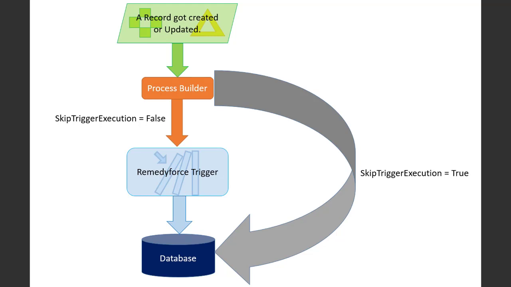So what does all this mean in layman's terms? A record gets created or updated. The processes are run, and if skip RF trigger execution is not set, then we process our triggers normally. However, if it is set to true, we skip our before and after triggers.